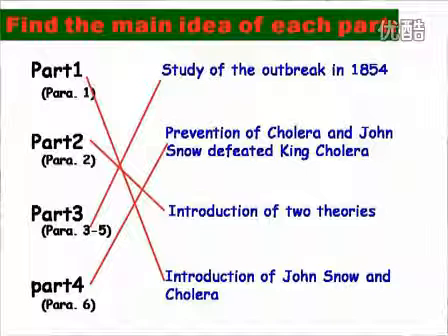Prevention of cholera and John Snow defeated King Cholera. Instruction number 2, theories. Instruction, John Snow and cholera. Okay. Now, there's some meanings about each part. First, part one maybe is introduction of John Snow and cholera. Part 2 maybe is theories. Part 3 is study of the outbreak in 1854. Part 4, prevention of cholera and John Snow defeated King Cholera.